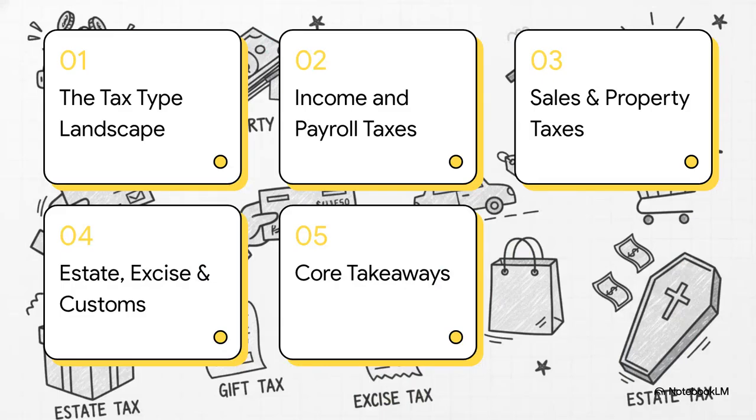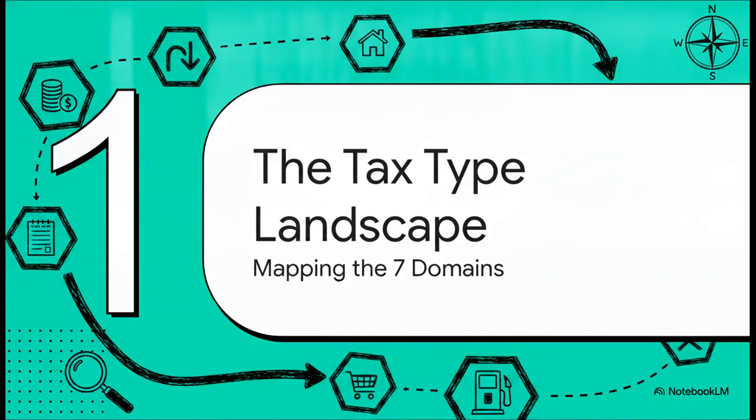Here's our agenda for today. We'll start with the tax type landscape, dive into income and payroll taxes, explore sales and property taxes, cover estate, excise, and customs, and then finally wrap things up with our core takeaways. All right, let's jump right into Section 1, the tax type landscape, mapping the 7 domains.